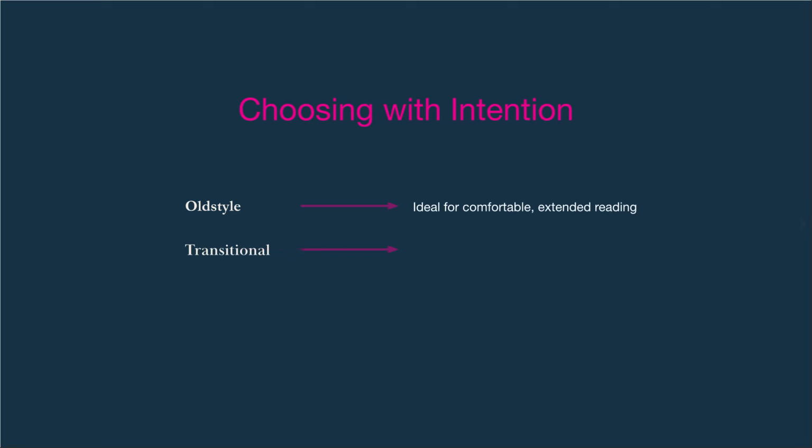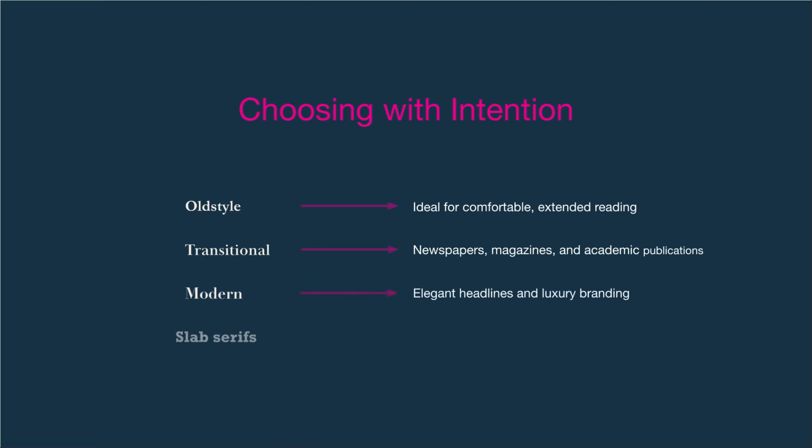Old-style serifs are perfect for comfortable, extended reading. Transitional serifs work well for newspapers and academic publications where clarity and structure matter. Modern serifs shine in elegant headlines and luxury branding, delivering sophistication and visual impact. And slab serifs are ideal for bold, attention-grabbing titles that need to stand out. By matching type to purpose, you ensure your message is not only readable, but also communicates the right tone.